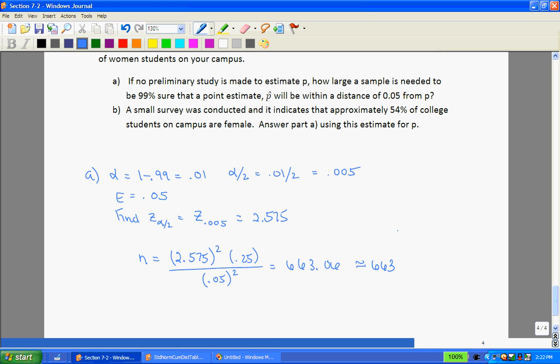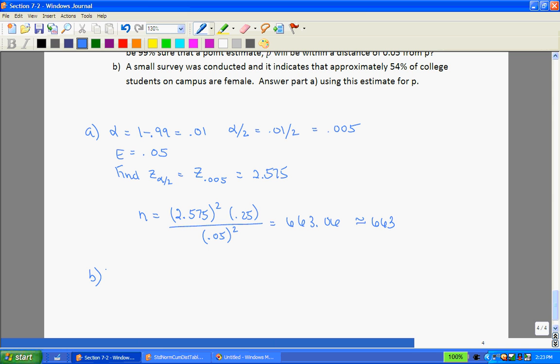So what that number means is, in order to produce a confidence interval where we are 99% sure that that interval contains the true proportion of female students on campus, we would need a sample at least as large as 663. Let's take a look at Part B.